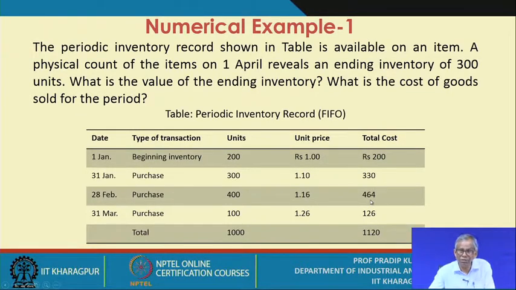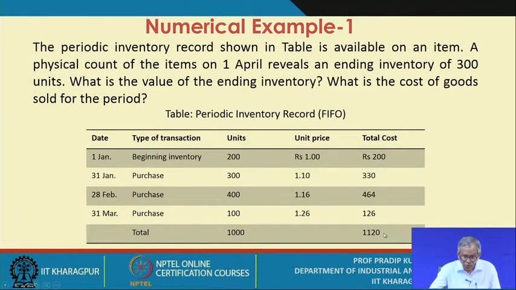that is the total cost in monetary terms, that is 464. And similarly, after 1 month, on 31st March, you have a purchase of 100 units and the corresponding price is 1.26. That means, as time passes, the unit price is also changing. Is it okay? So, this value is 126. So, on 31st March, you have calculated that the total value of the stock is 1120, and that is on 1st April, that means the next day, early morning, this is the stock value.